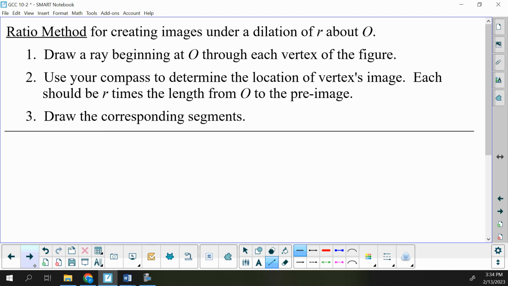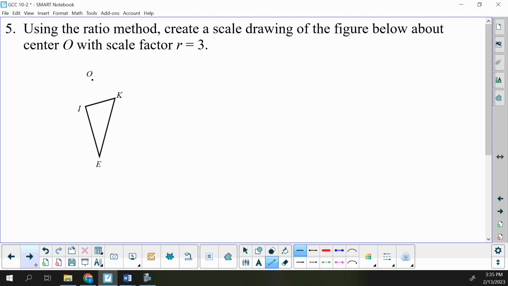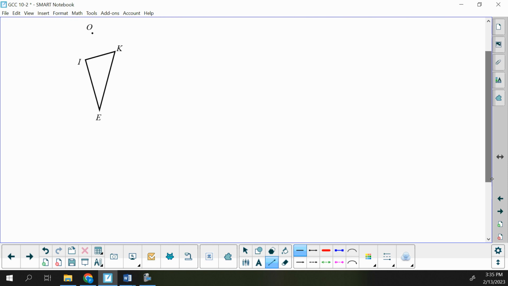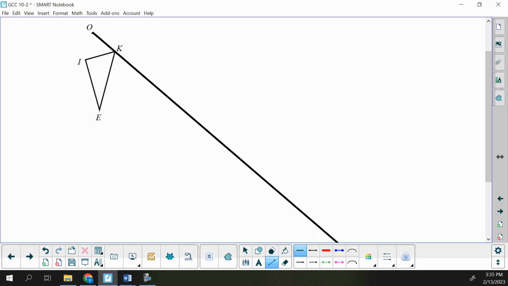So if we flip over to page 16, we are going to dilate this figure centered at O with a scale factor of 3. And these pictures, I think, end up looking pretty cool. So the first thing we're going to do is just with our straight edge, start at O and extend a line that goes through each of our points. So I'm going to extend a line through K. I'll start at O, extend a line through E, and start at O and extend a line through I. And extend them a ways because we're going to have to do 3 times the distance for each of them.